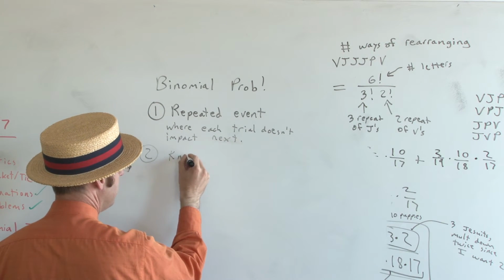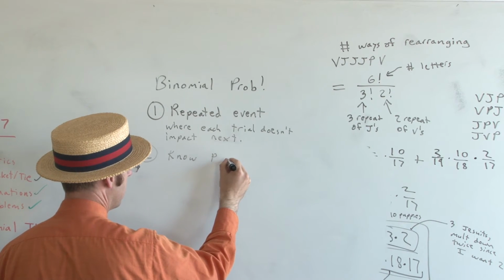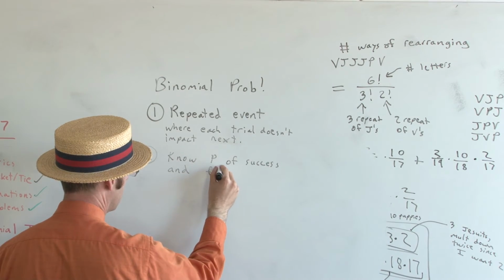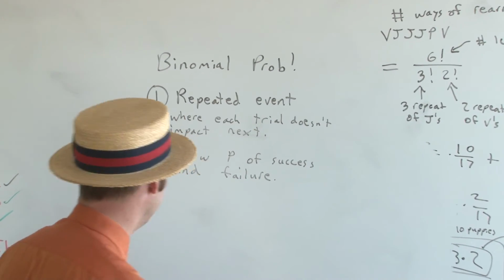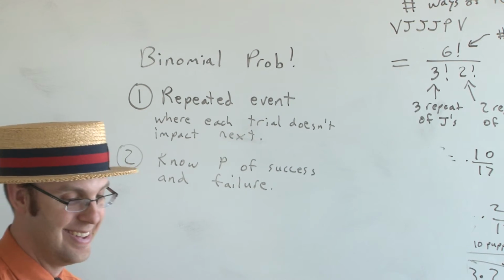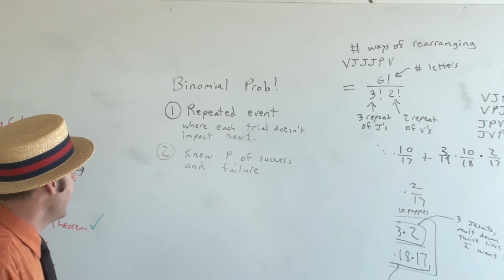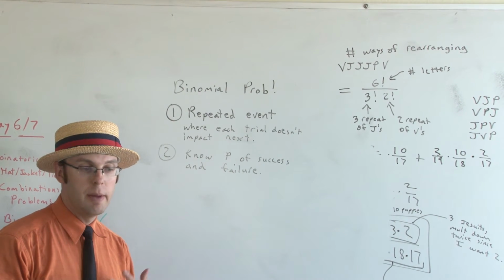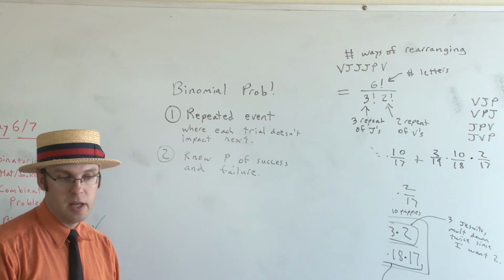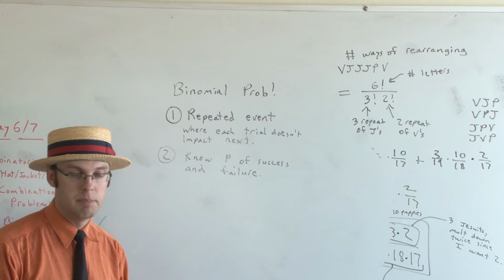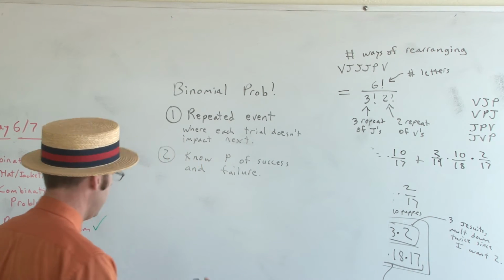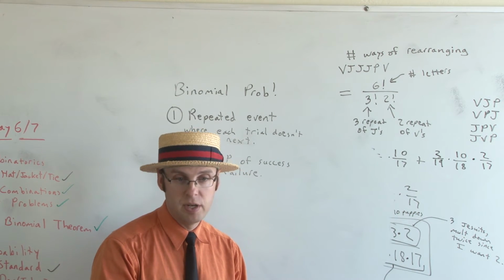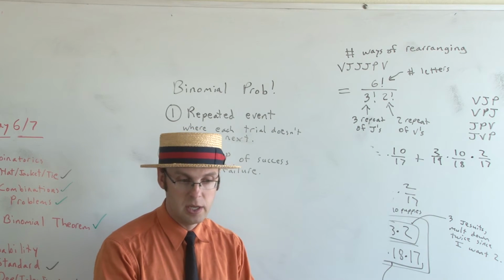I have to know the probabilities of success and failure. Like the probability that I pass is 0.5, for example. I don't know that, but we can all guess. And that's pretty much it. And what binomial probability will let me do is figure out the probability of getting a certain number of successes in a certain number of trials. So I have to have it be a repeated event where each event does not impact the next, and I have to know what the probability of success or failure is in each given trial.